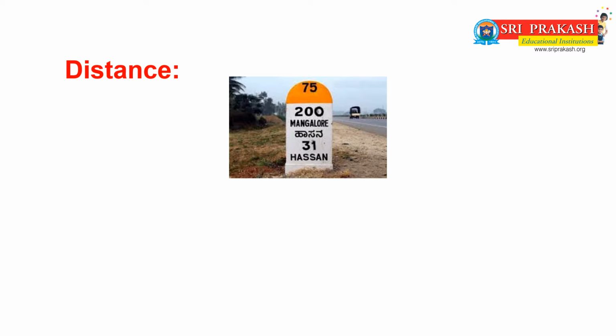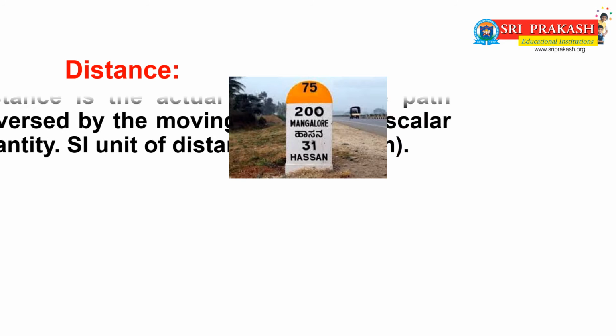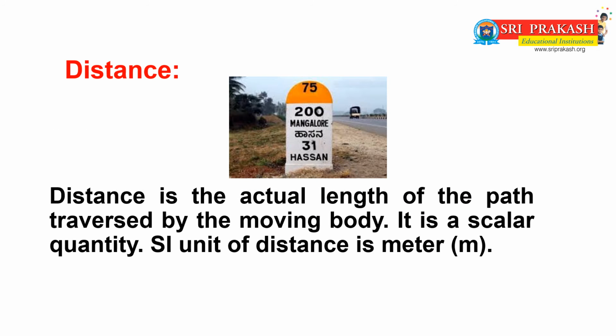It indicates that if you go along the length of the road for 200 kilometers, you will reach Mangalore. The direction is not mentioned. So from the definition, distance is the actual length of the path traversed by the moving body. So it is just the length of the path. It is a scalar quantity because the direction is not mentioned. SI unit of distance is meter.